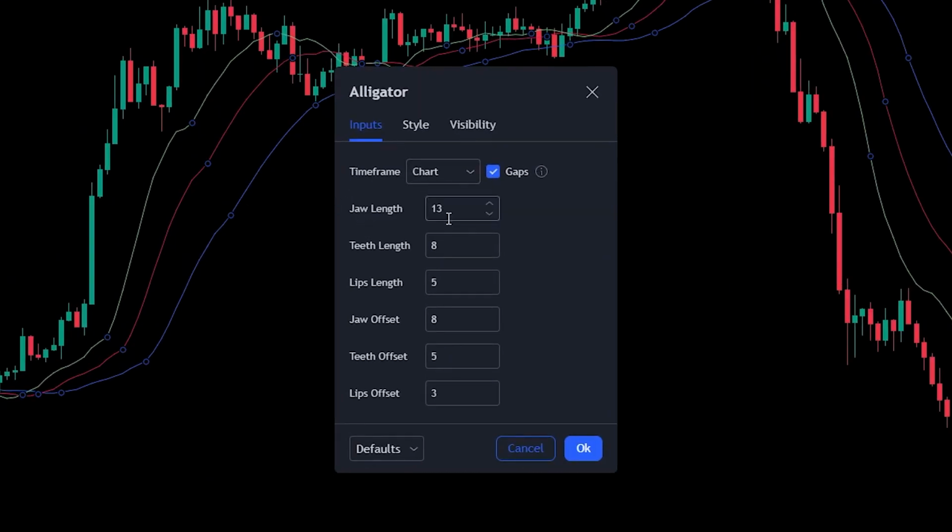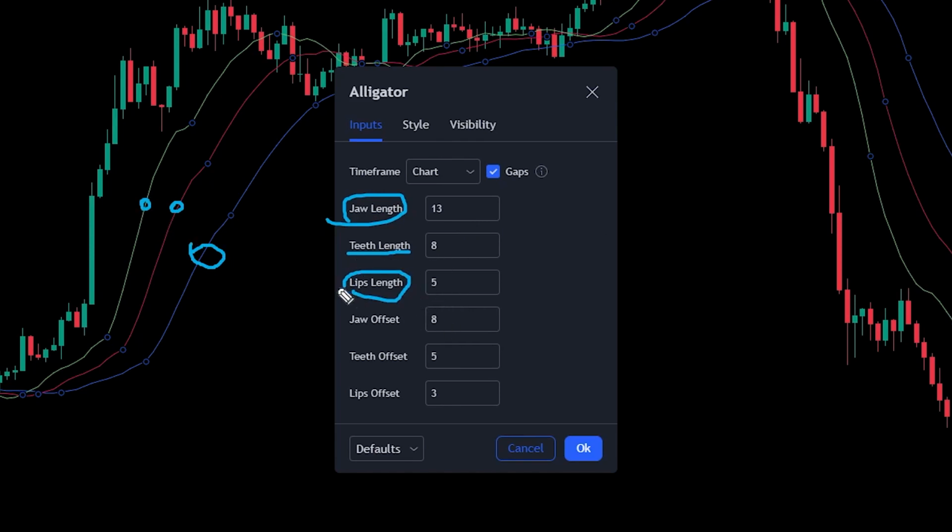In the settings of the indicator you can see that there is jaw length, teeth length and lips length. These lengths are basically in correlation with the Fibonacci sequence, which I'm going to talk about in a moment. As you can see, the names are jaw length, which means that the alligator has a jaw and that jaw is very strong. So this blue line is the jaw line, and then there's the teeth line which is represented by this red line, and then there's the lips length which is the 5 exponential moving average or EMA.